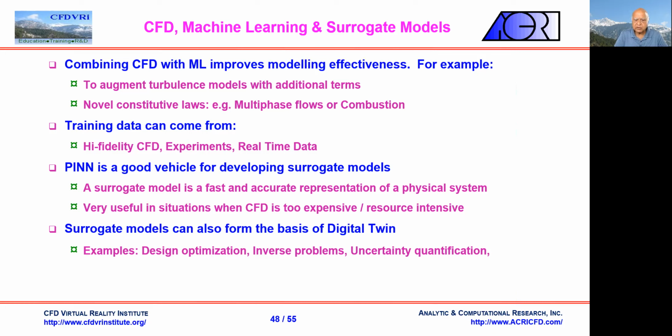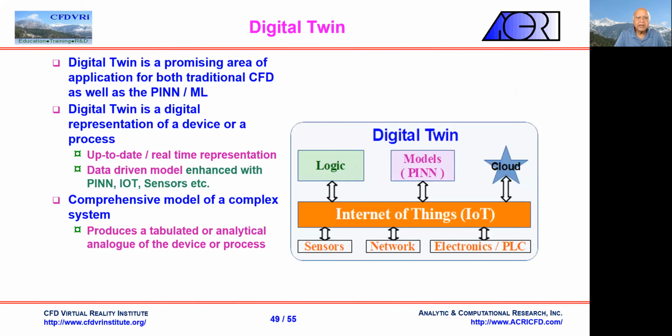Very useful in situations where CFD is very expensive and resource intensive. Then the surrogate model, when combined with other things, as I will show, is basically what we call a digital twin. And it can be used then for design optimization, inverse problems, uncertainty quantification, and of course, for many other applications. So let's look at the digital twin.